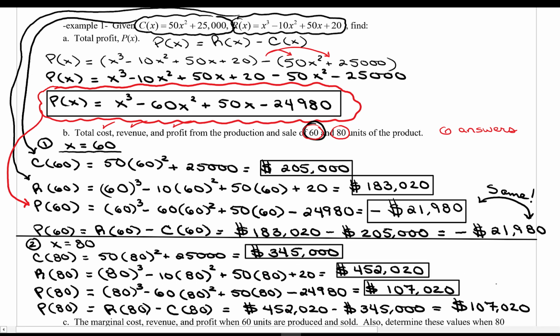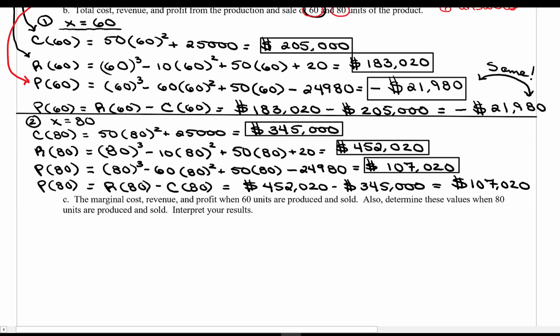The answer that I got for P of 80 beforehand is the same as the P of 80 that I did right now. And I have boxed in all my answers for C of 80, R of 80, and P of 80. Part C: find the marginal cost, revenue, and profit when 60 units are produced and sold. Also determine these values when 80 units are produced and sold. Interpret your results. So let's go ahead and find that.